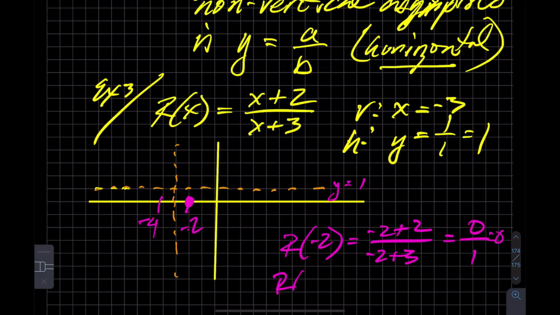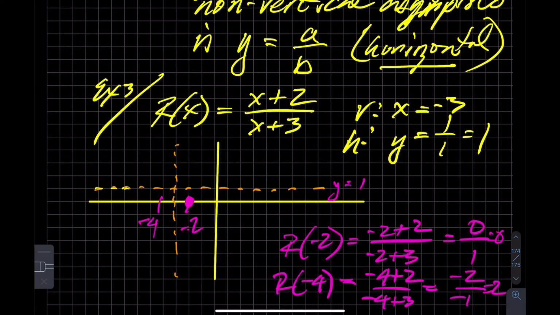And then if I put in r of -4, I get -4 plus 2 over -4 plus 3. I get -4 plus 2, which is -2, over -4 plus 3, which is -1, and I get 2. So at x equals -4, I have a value of 2. This is telling me that my graph looks like this over there, and it looks like this on the right-hand side of my vertical asymptote. And so my function looks like that. Okay? So that's scenario 1.